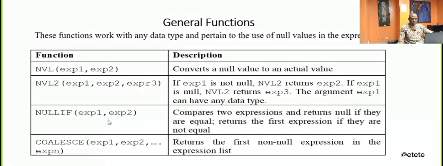NULLIF expression 1, expression 2 is also expecting 2 parameters. NULLIF compares 2 expressions and returns null if they are equal. It returns the first expression if they are not equal. So this one is also going to compare 2 expressions. NULLIF, just as the name is, null if. If expression 1 equals expression 2, then return null as the output. But if expression 1 is not equal to expression 2, return expression 1 as the output. That is the rule. That is what it's telling you here.